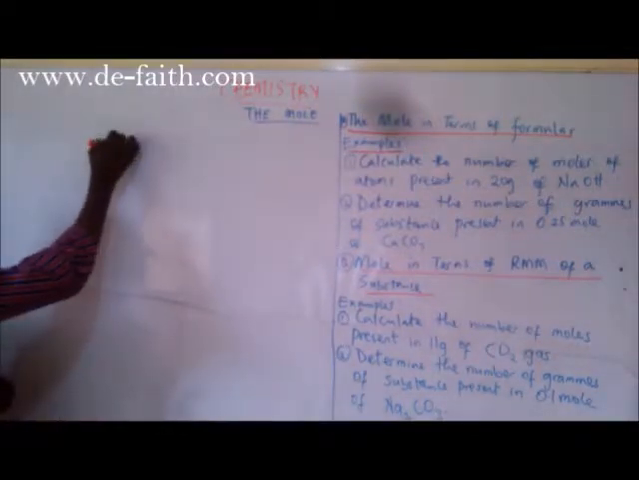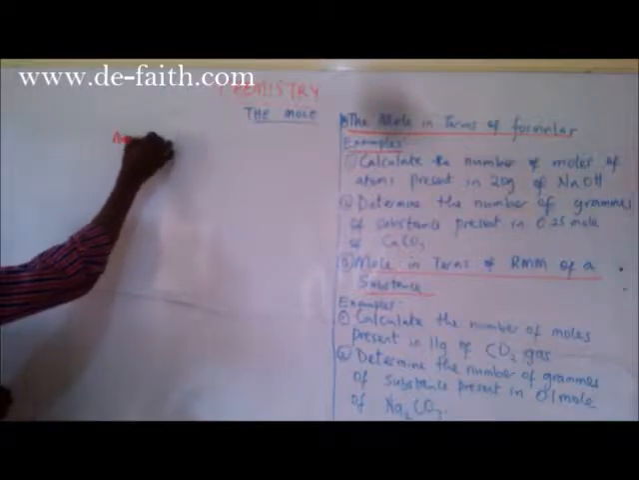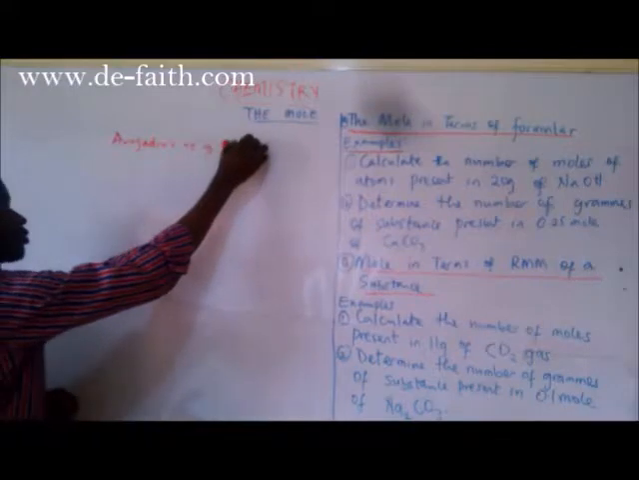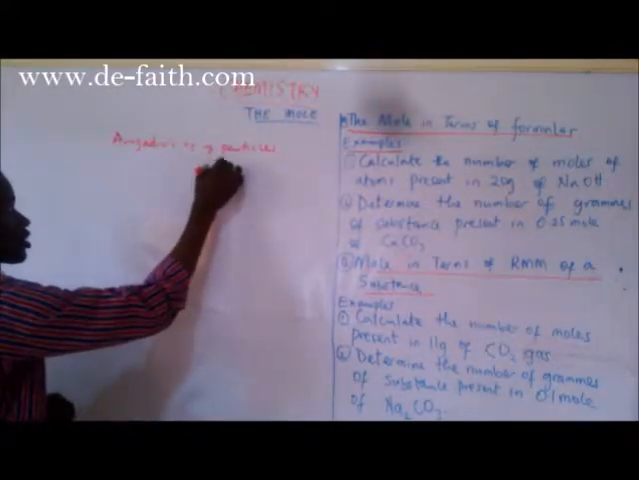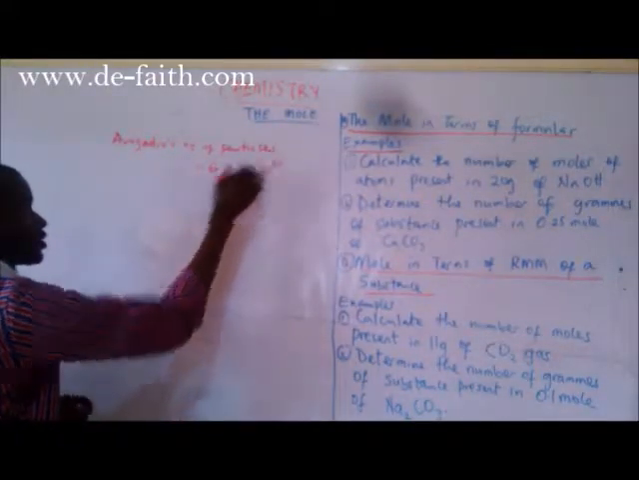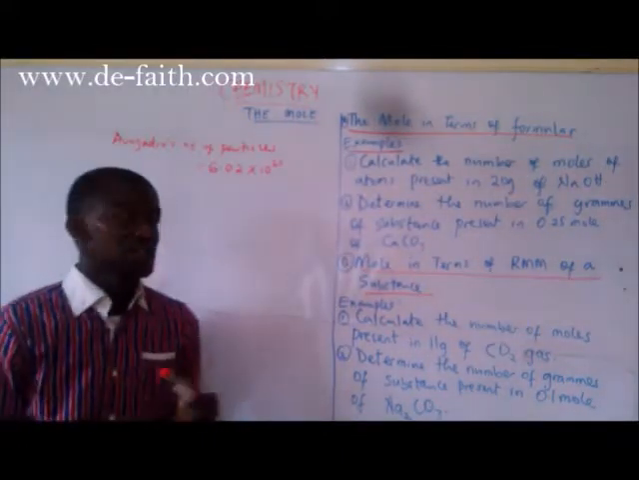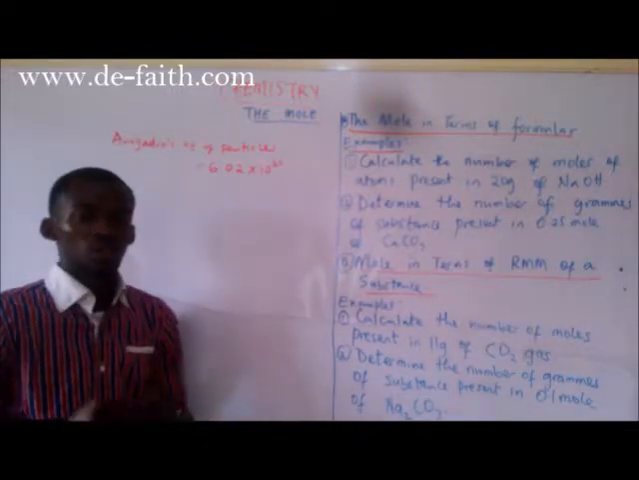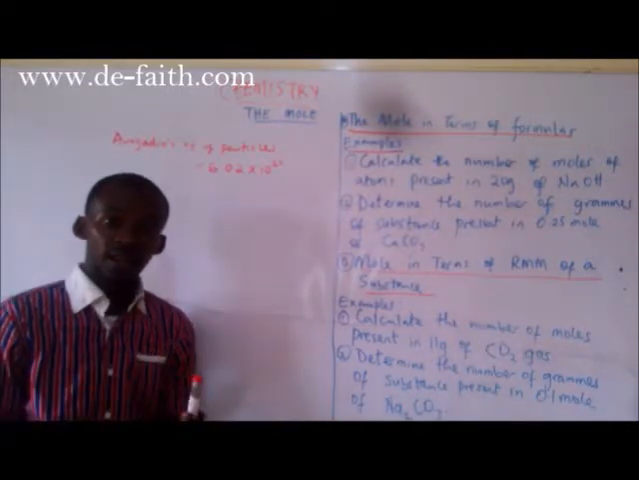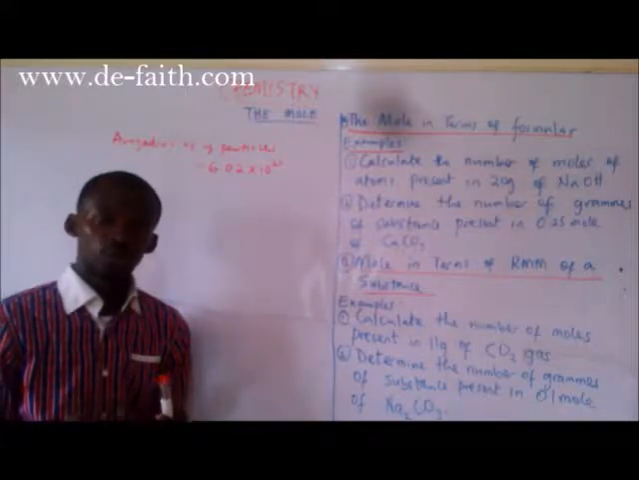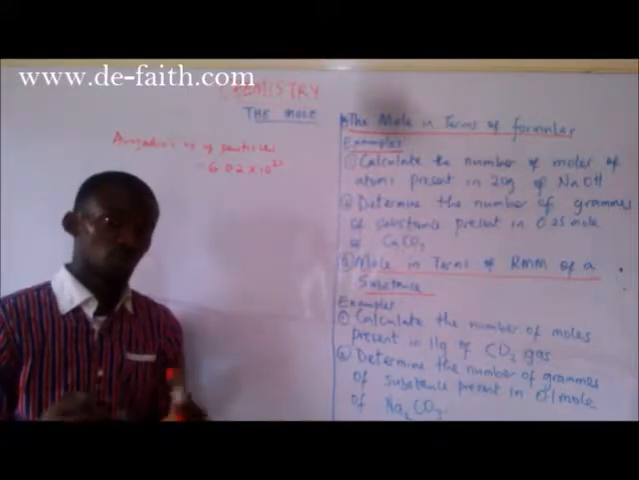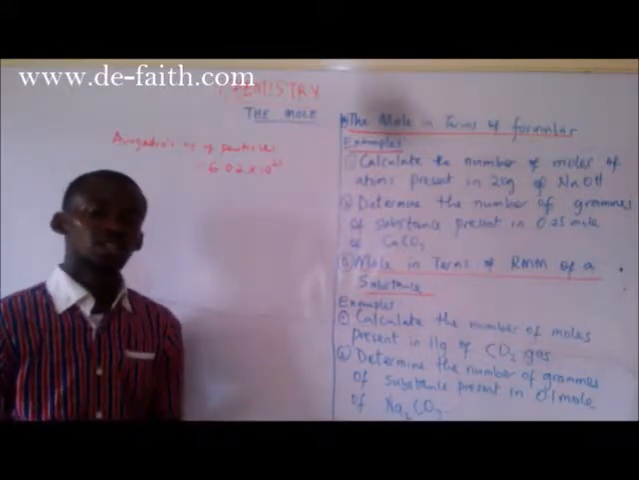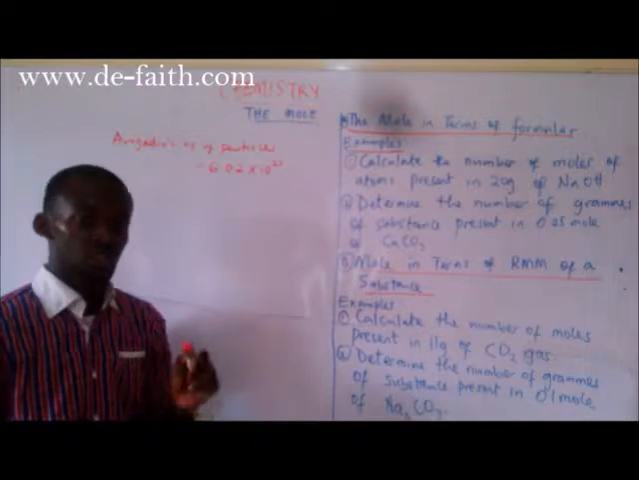The Avogadro's number of particles is equal to 6.02 times 10 raised to power 23. The substances that we're talking about here that are present in this Avogadro's number of particles could be any particle. It could be an ion, a proton, electrons, atoms, or molecules. So, the amount of substance that is contained in the Avogadro's number of particles is the mole.